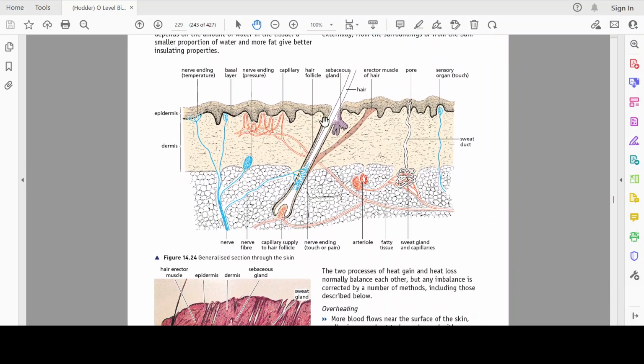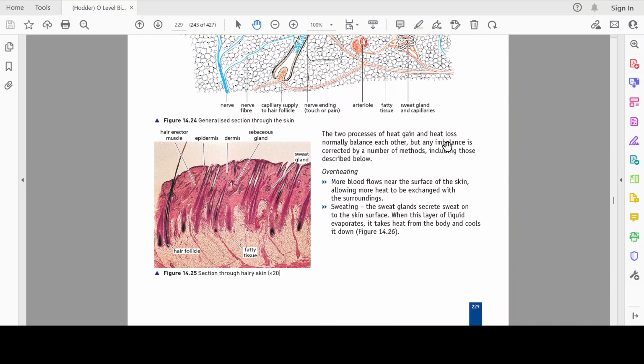So there are two processes, heat gain and heat loss. So there's overheating. More blood flows near the surface of the skin, allowing more heat to be exchanged with the surroundings. This is not how you overheat. This is the body's response to overheating. And so sweating occurs. Sweat glands secrete sweat on the surface. Where does the sweat come from? It comes from water, and it has salts and stuff.